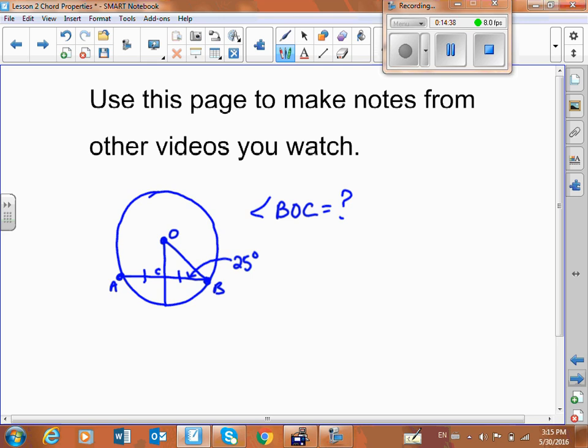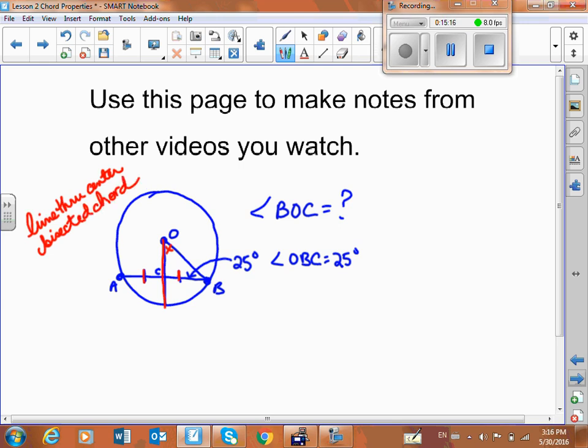Okay? So I've given you angle OBC is 25 degrees. I want you to tell me what BOC is. So that angle is just up in here. Okay. Well, how do you approach this question? See what you've been given. You've been given a line through center that bisects a chord. So we got line through center, and we've got bisected chord. You read my handwriting.